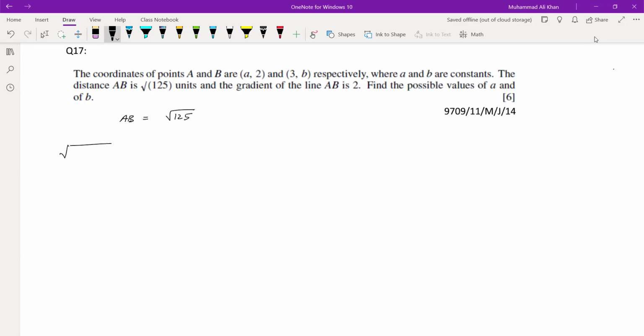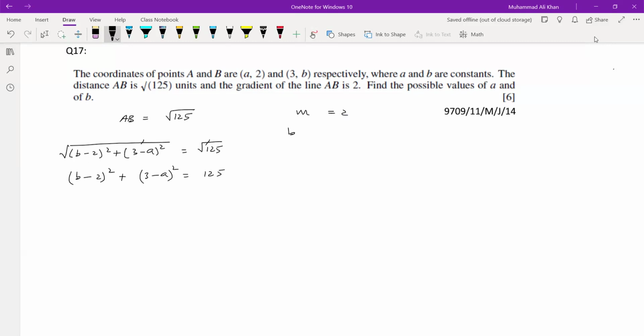It will be under root (b minus 2) whole squared plus (3 minus a) whole square equals under root 125. Root and root cancel out. (b minus 2) whole square plus (3 minus a) whole square equals 125. Clear? And after that, the gradient is equal to 2.